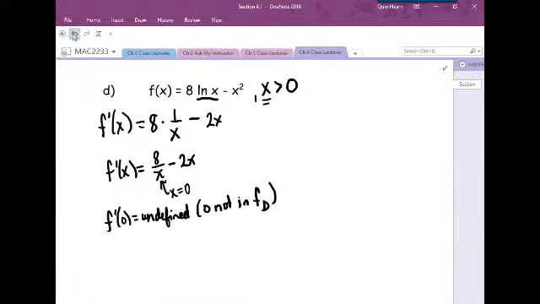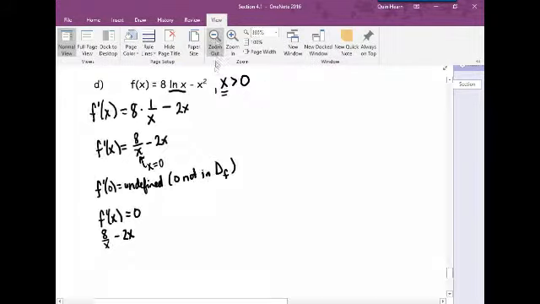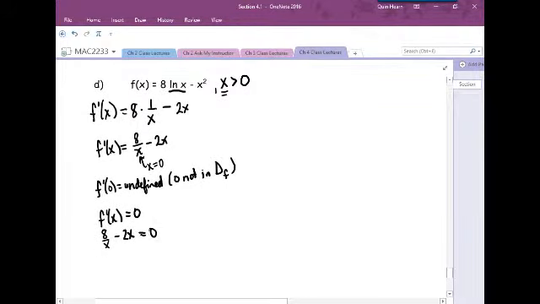So f prime of 0 is undefined, but 0 is not in the domain of f, which I'm going to denote. Actually, take that back. I prefer it the other way around. The domain of f. Okay? All right. So just keep that in mind. And then we're going to check where f prime of x is actually equal to 0.